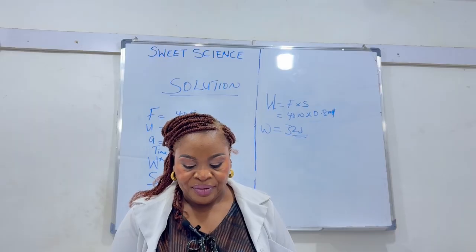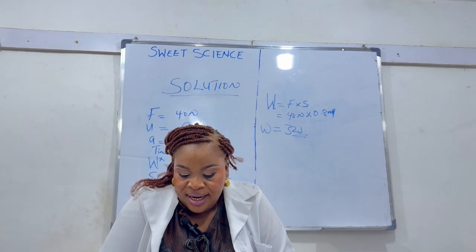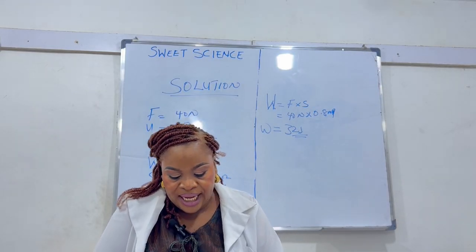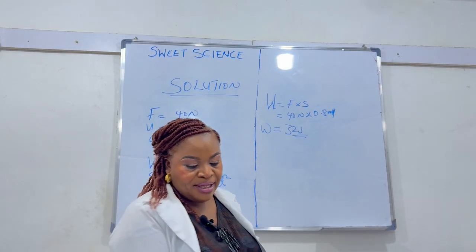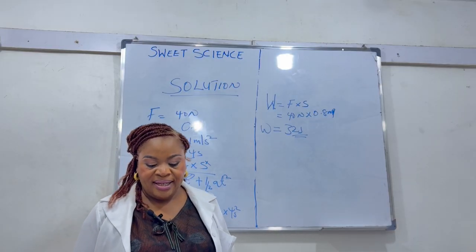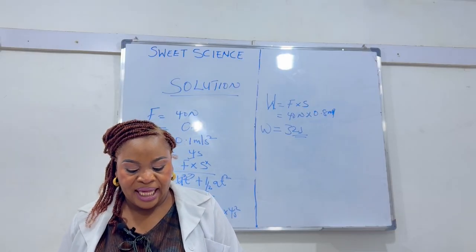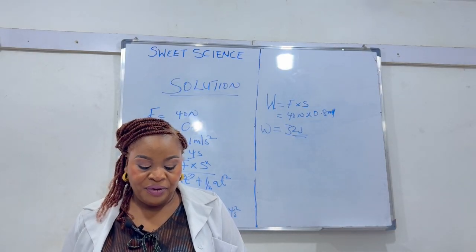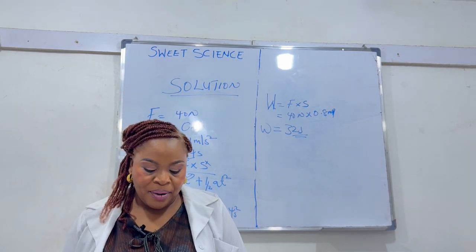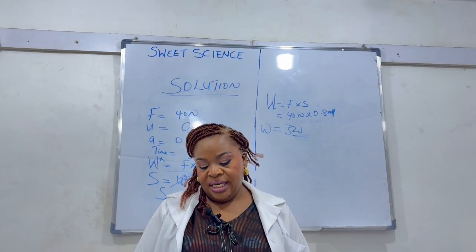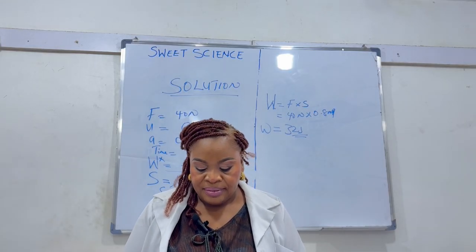The next question will be taken, we go to WAEC 2000. The question says, a machine of efficiency 80% is used to raise a body of mass 72 kilograms through a vertical height of 3 meters in 30 seconds. Calculate the power input. And we are asked to use g to be equal to 10 meter per second squared.